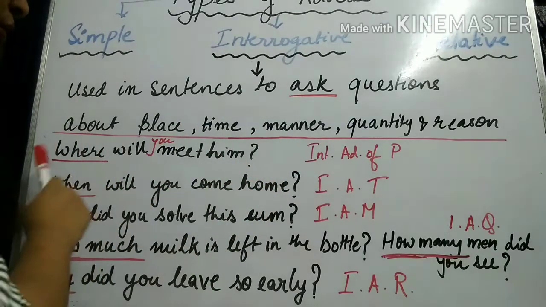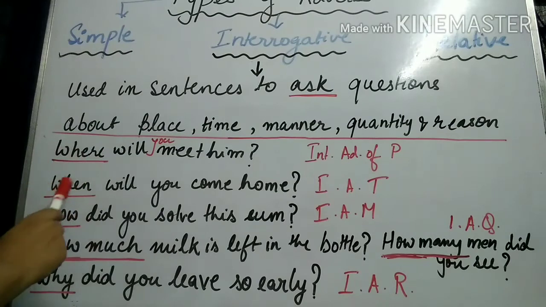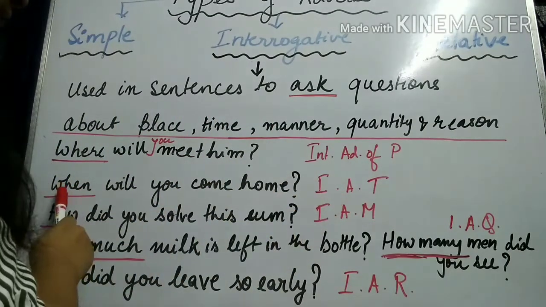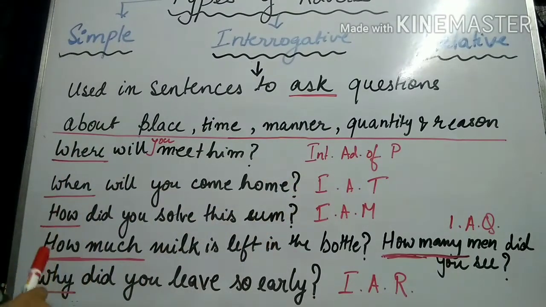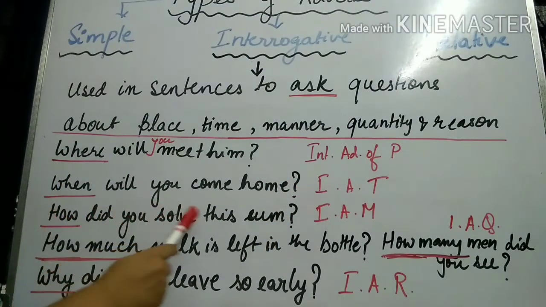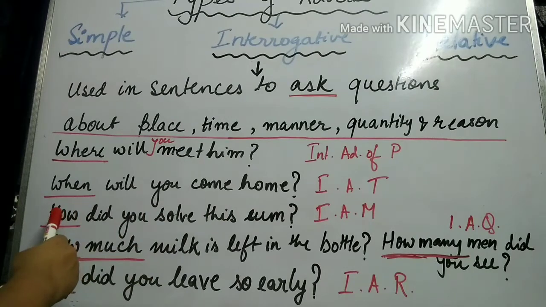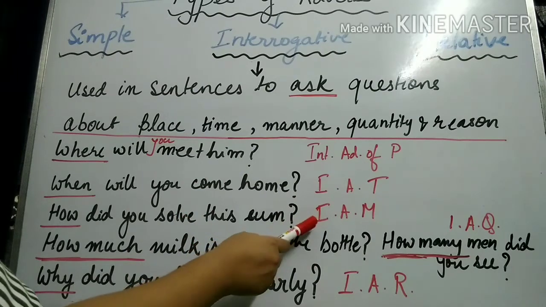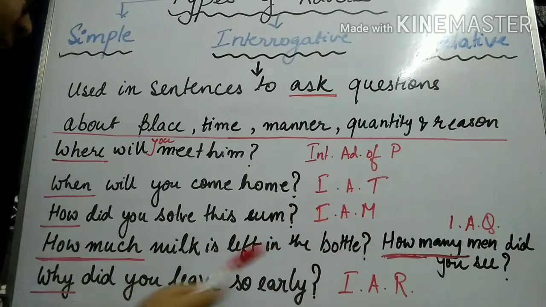When will you come home? The question word, the interrogative word when, is asking about the time, therefore when is interrogative adverb of time. Similarly, how did you solve this sum? The question word how is actually talking about the manner of solving the sum. Therefore, it is interrogative adverb of manner. How is interrogative adverb of manner.